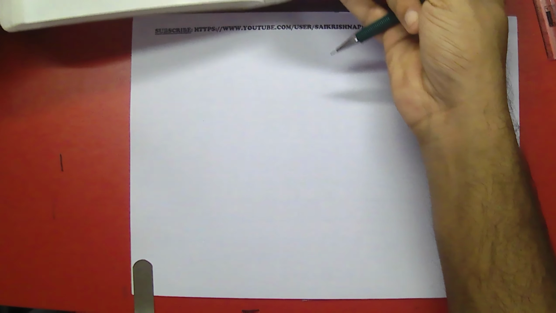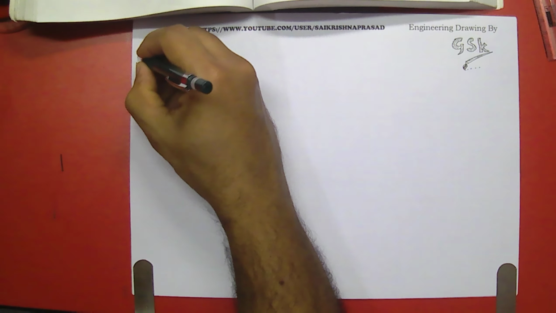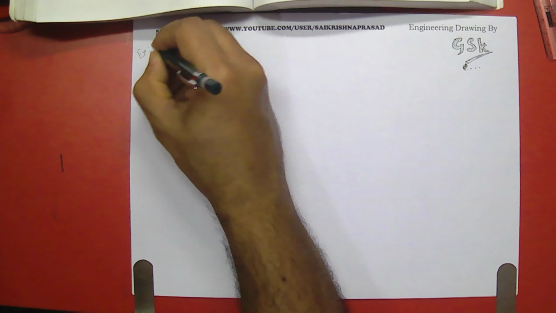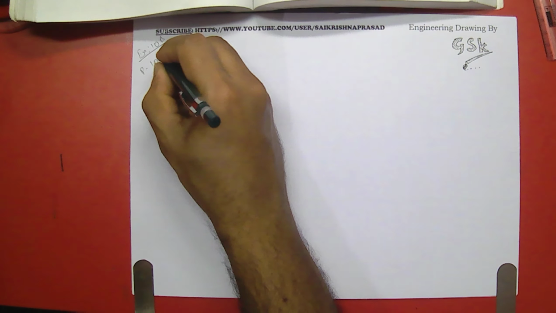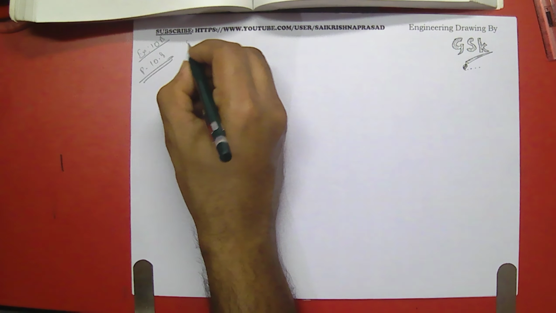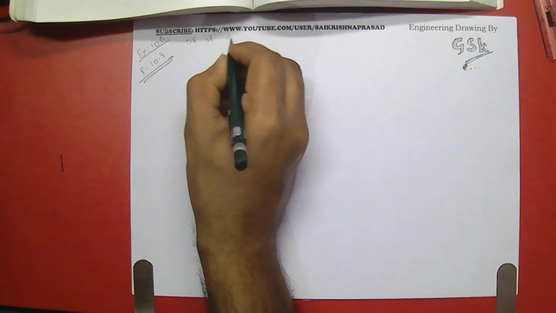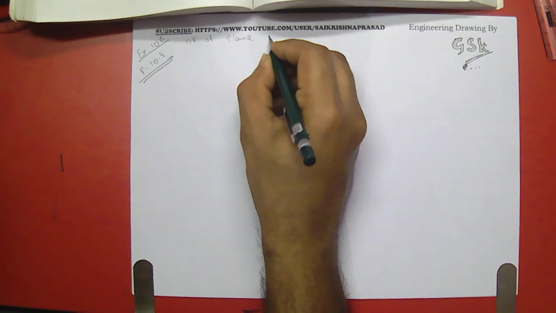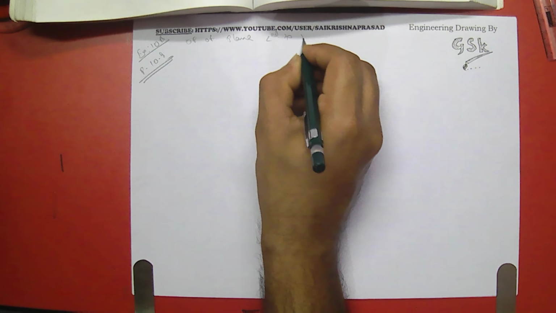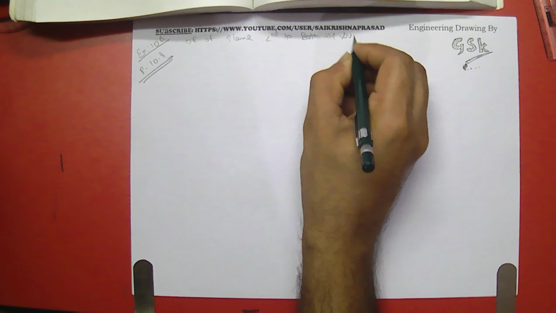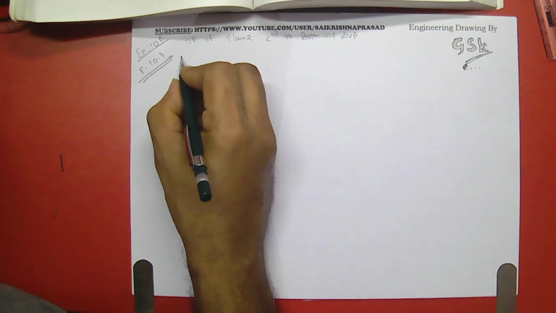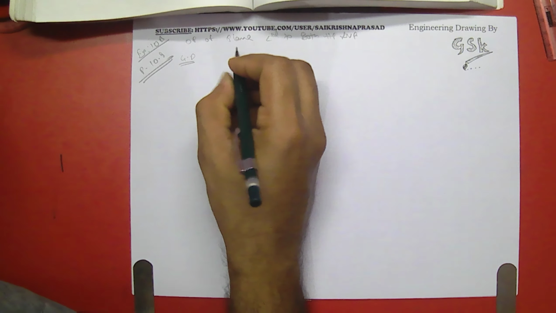Let me extract the given data from the question, and this is exercise 10b, problem number 10.8, orthographic projections of plane inclined to both planes, that is both HP and VP. Let me write down the given data from the question that I have just read.